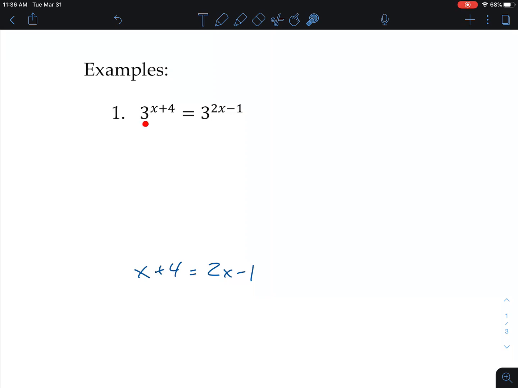But let's see here. This base is 3, this base is 3. So what you could do is, let's say we take the log of both sides, just like it says if the bases weren't the same. Take the log of both sides. Now, when we take the log of both sides, we don't want to just do log and not put a base here, because if not, that means we're doing it with 10. That's not going to benefit us.